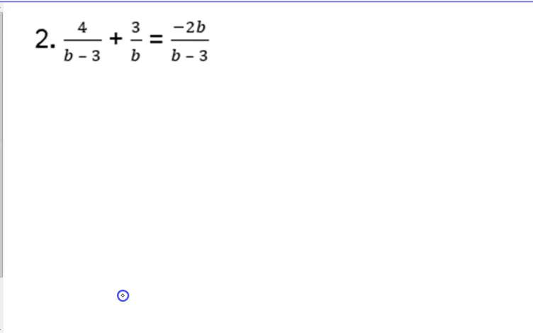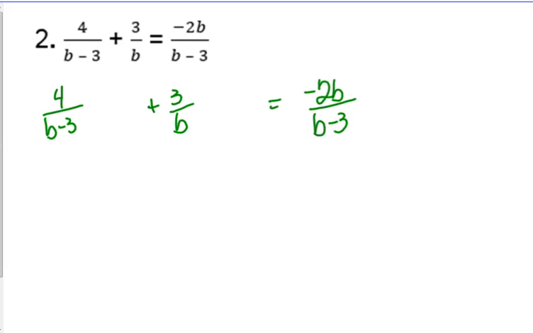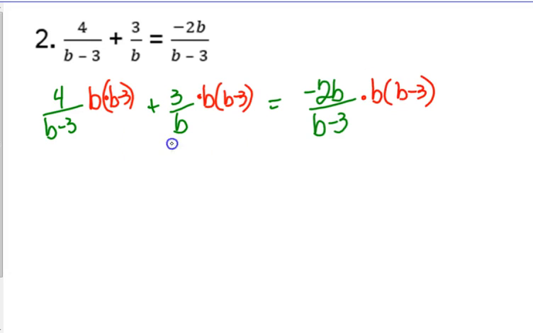All right, number 2. Common denominator here is going to have both a b and a b minus 3. So I'm going to write this out. You don't have to do it this way on your homework, but sometimes students struggle with seeing this, so I'm going to write it out. Each term is being multiplied by both a b and a b minus 3. Give you a second to write that down.